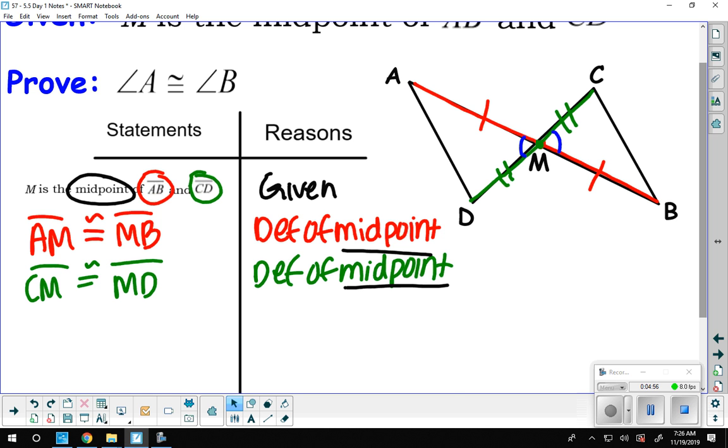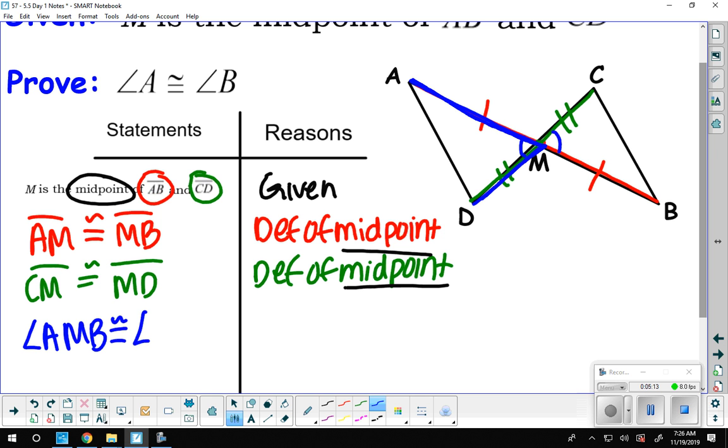So angle AMB. Notice I got M in the middle there because M is the vertex of this angle, is congruent to, now we started with the red side and then ended with the green side, so we have to do the same thing in the right triangle. So angle BMC.